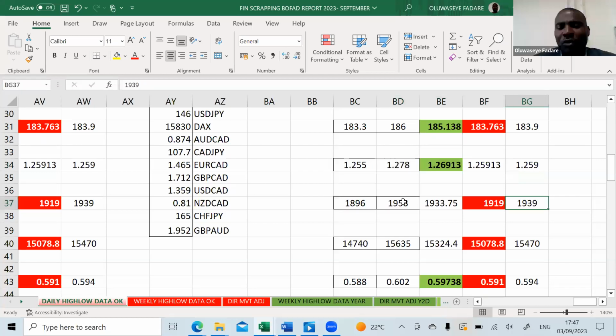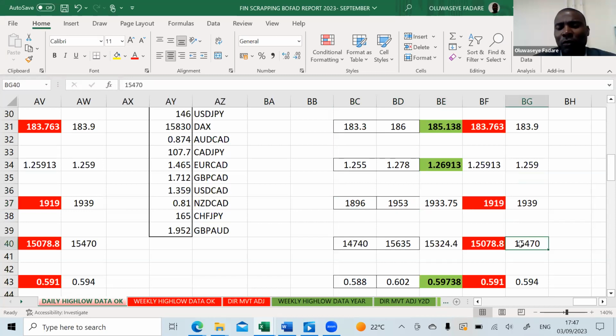So it's below 1953 and above these three. So what we expect for the rest of the month for the gold market is that it either goes above 1953, or the market falls downwards and comes as low as below 1896.